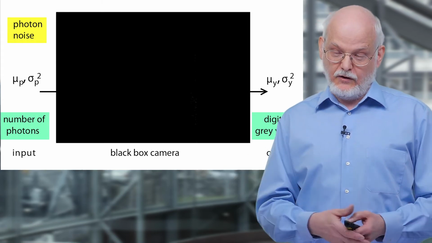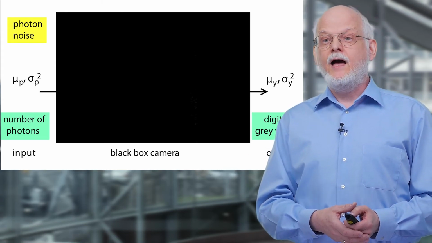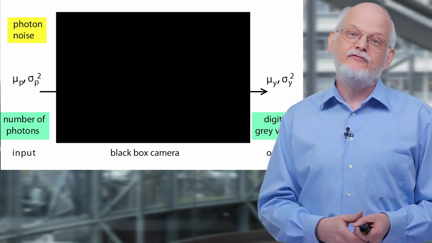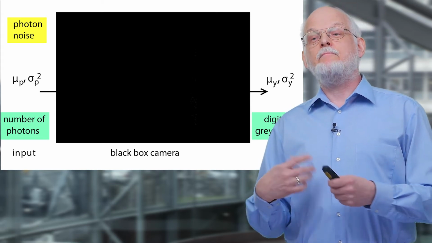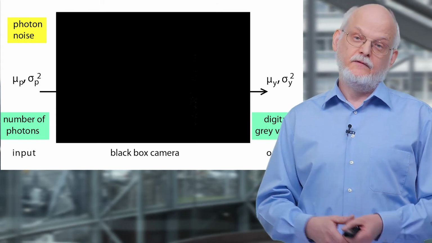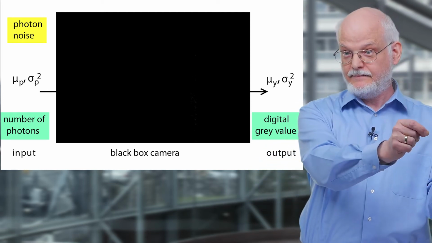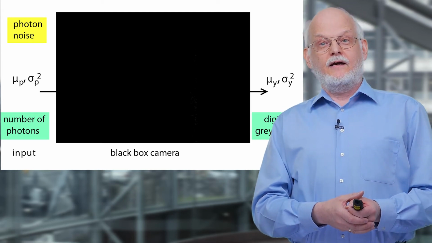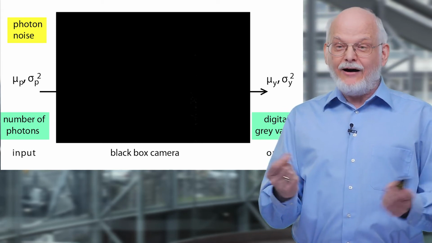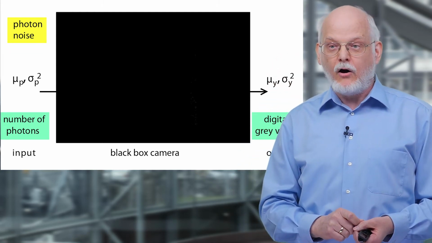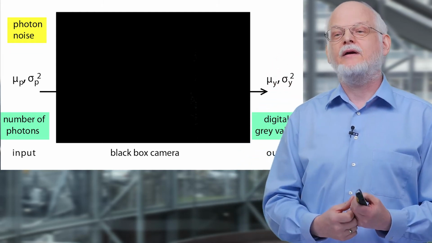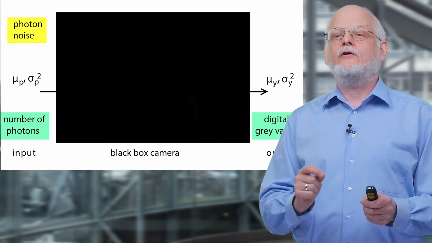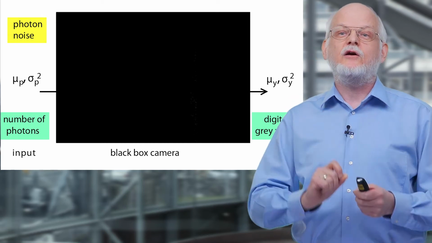This process is the same for all cameras, and so the approach taken in the EMVA 1288 standard is a black box model. Photons are coming in and digital gray values are coming out. The question is now, how do we have to fill this black box? What are the essential parameters of this camera so that we can do measurements without really having to do anything within the camera?